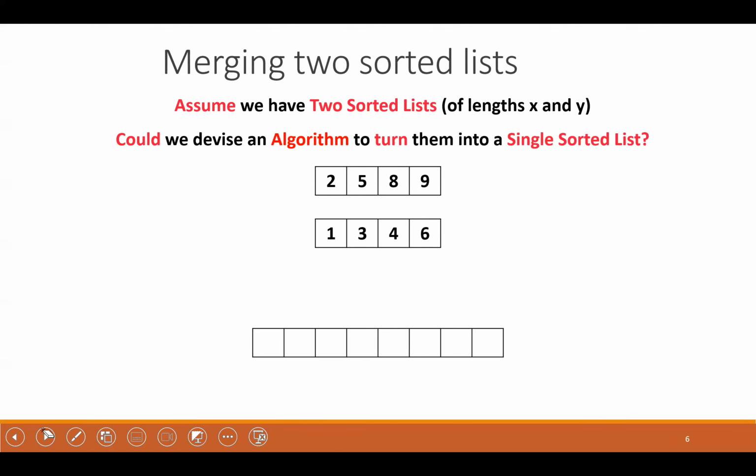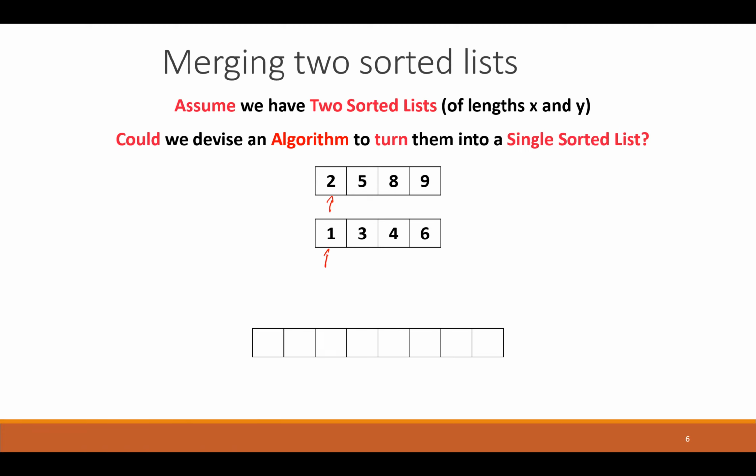So where do I start, I guess? What's the first thing I can do? I'm going to copy all of these numbers from these two lists into this list, but I want them in sorted order. Yeah, for sure. I'm going to start at the beginning because that's on the top.